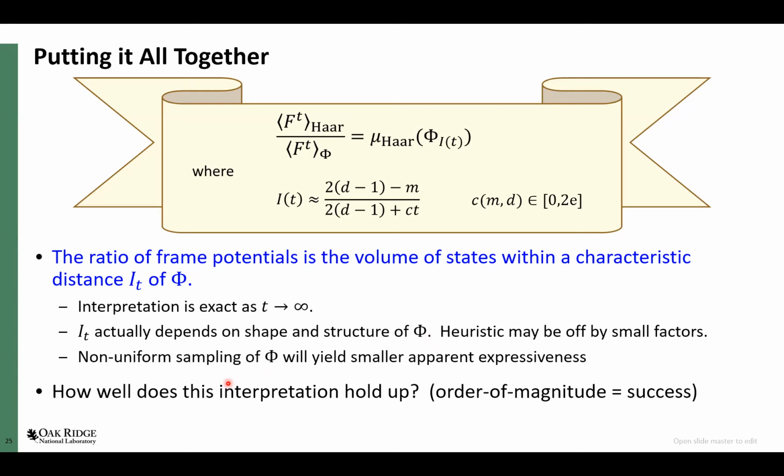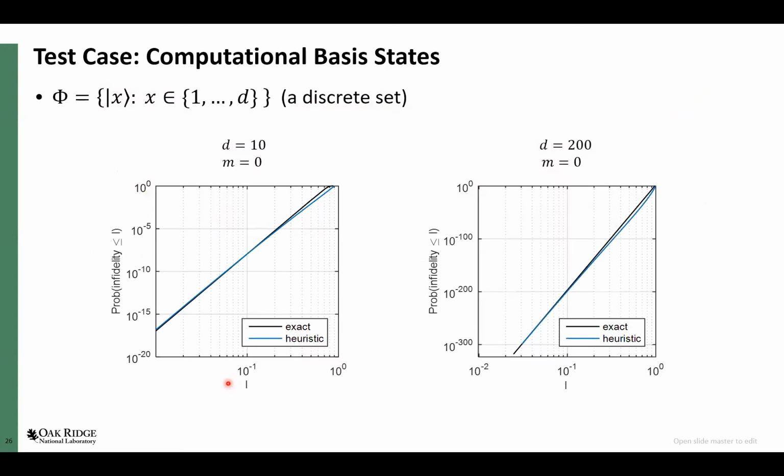So with all these approximations, how well does this hold up? Does this interpretation bear out? So I looked at a few test cases. Our first test case is, let's say we just pick an orthogonal set of states. So our parametric circuit is actually not parametric, but we have a circuit that can make any computational basis state.